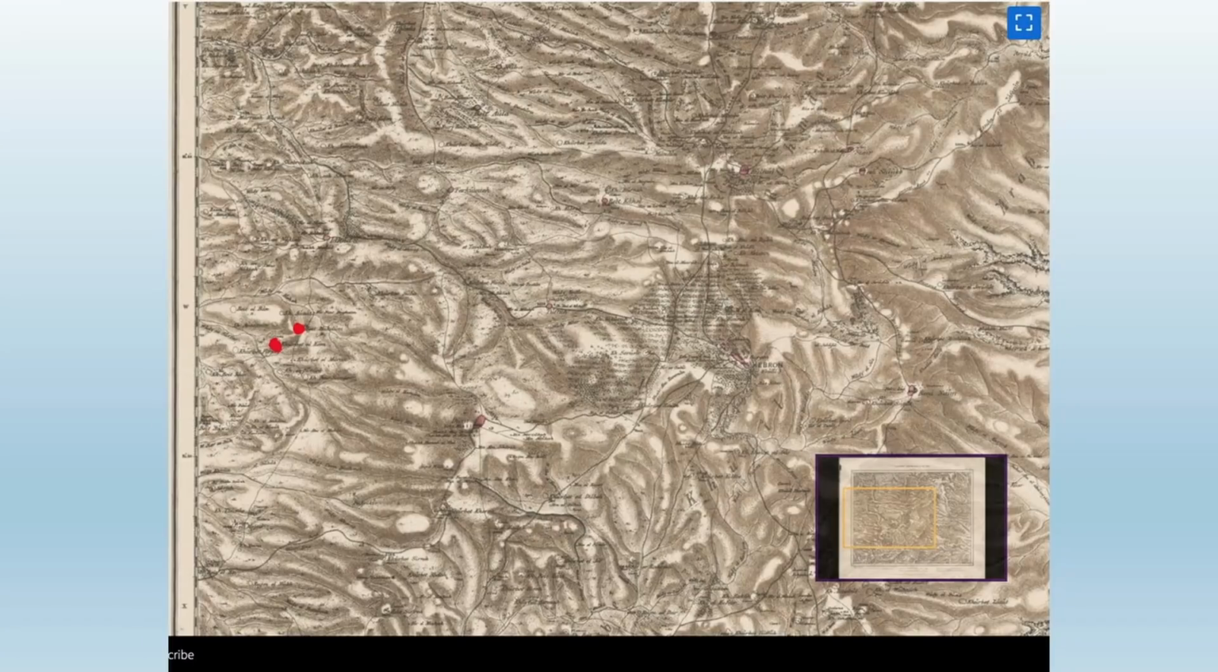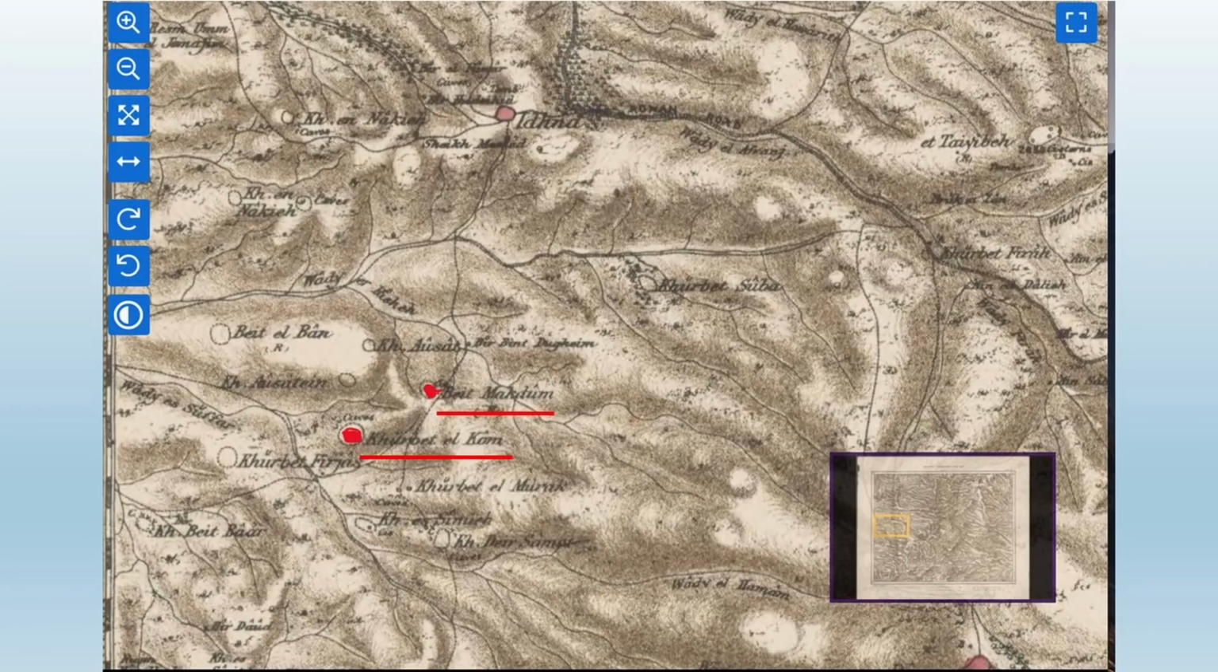And this gives you a little better idea. I don't know if you can see this, but you can see El-Kum, Makdum. So see how close they are. The problem is there's no evidence at either location. And there it is again.